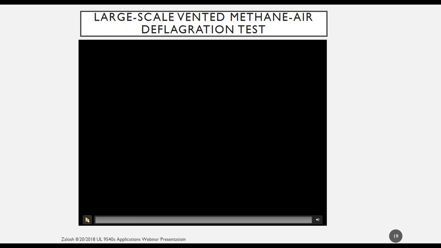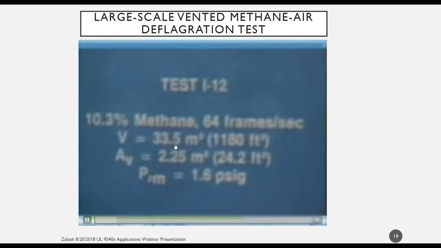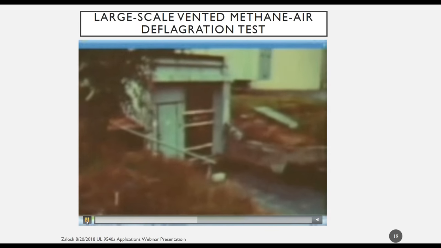I am going to show you a video of a large-scale vented methane-air deflagration test. This test was also conducted about 40 years ago, and I apologize for the graininess of the film. Before the actual deflagration starts, there'll be some parameters showing the size of the enclosure, the concentration of methane in it, the pressure produced, and the size of the vent area. You see the parameters now, then if you look closely, you'll see a little indication of ignition outside the enclosure, then the vent panels will open and you'll see the flame.